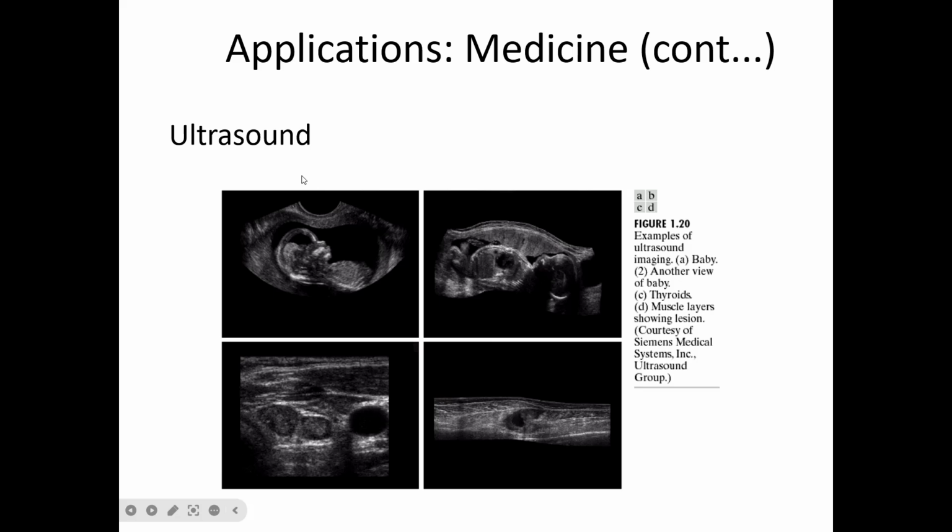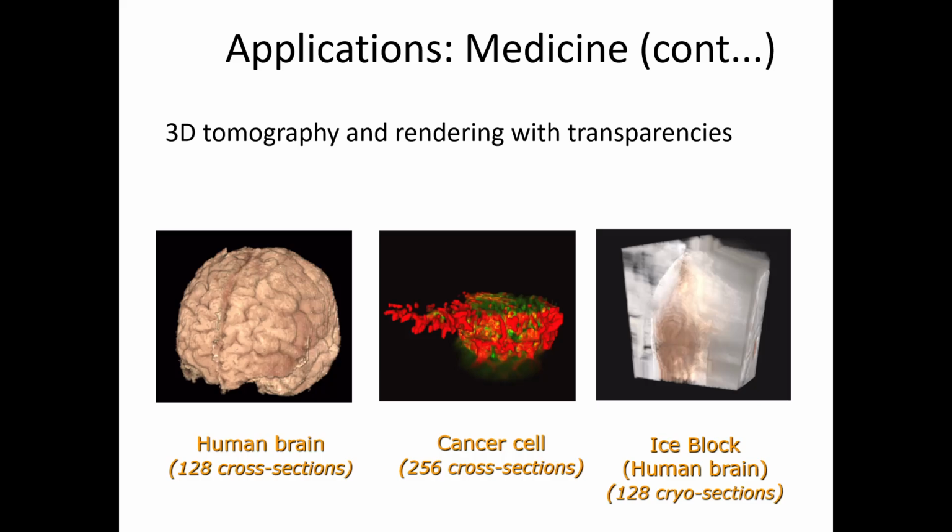Ultrasound is also used to visualize the data clearly. The next one is 3D tomography and rendering with transparencies. This is a human brain, where we can get 128 cross sections. Here this is cancer diagnosis, the cancer cell, with 256 cross sections. This is an ice block image, a human brain with 128 cryo sections.